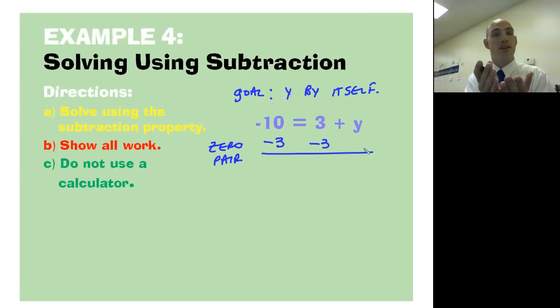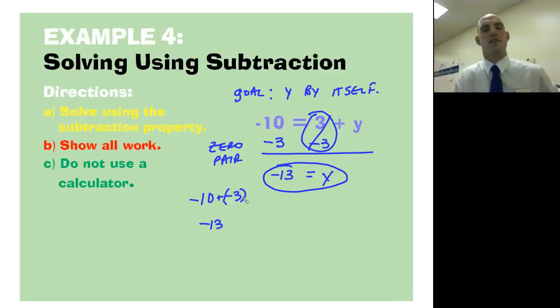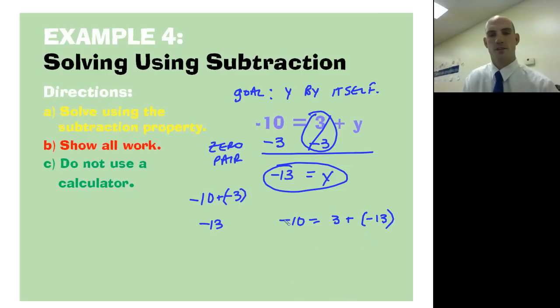Because if I don't do the same thing to both sides, that scale gets tipped. So if I subtract 3 from one side, I have to subtract 3 from the other. This is a zero pair right here. Boom. Goes away. I'm left with y equals, and then I have negative 10 plus a negative 3 equals negative 13. So y is negative 13. Is negative 10 equal to 3 plus negative 13? Yes, it is. So my check is good.